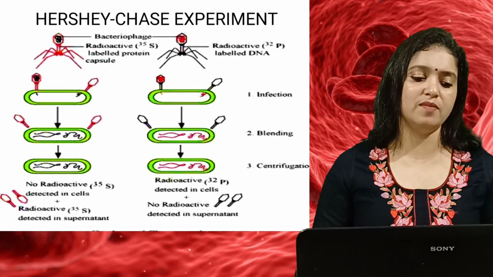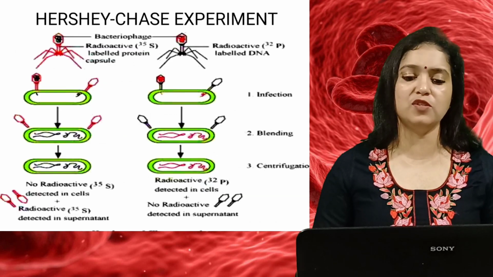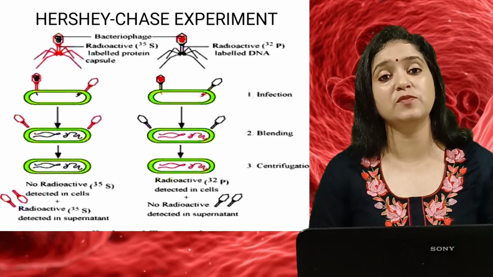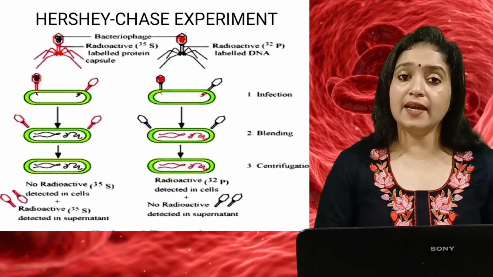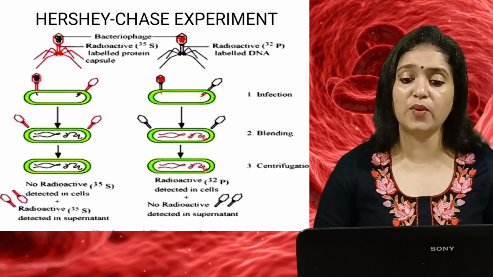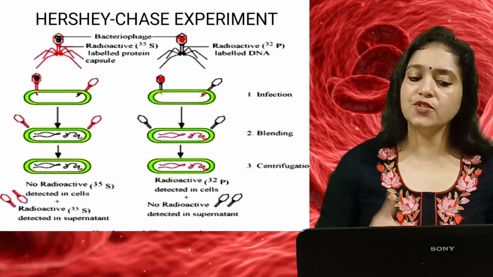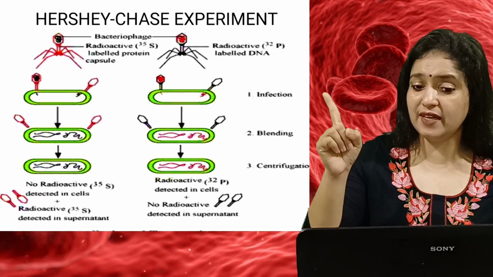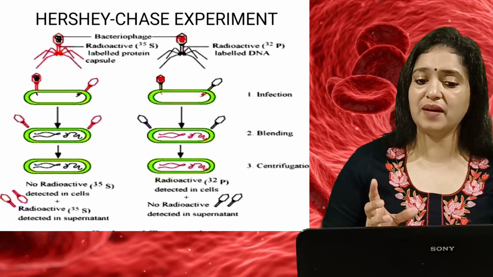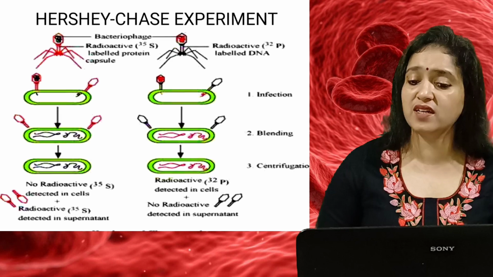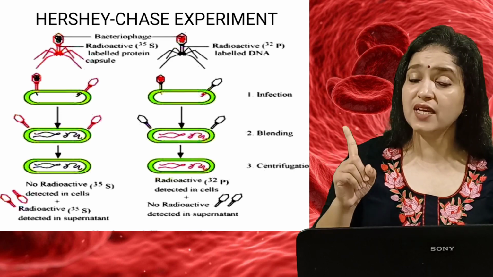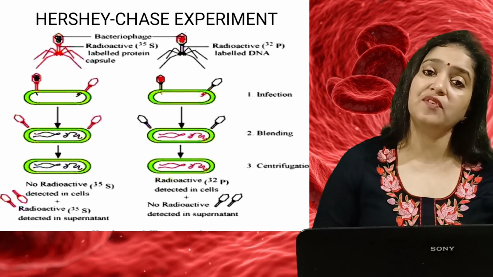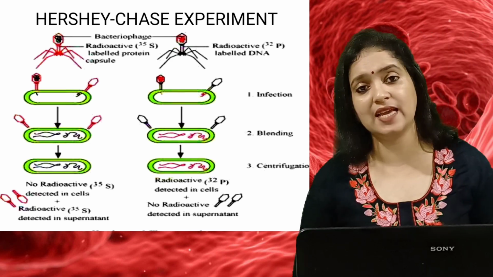And then comes the next experiment, which was done by Hershey and Chase. This is a very important experiment. So many times it has been asked in the examination as a 5-mark question. So here also the diagram is there to explain the entire process. You can see that they have used bacteriophage, and radioactive sulfur and radioactive phosphorus.